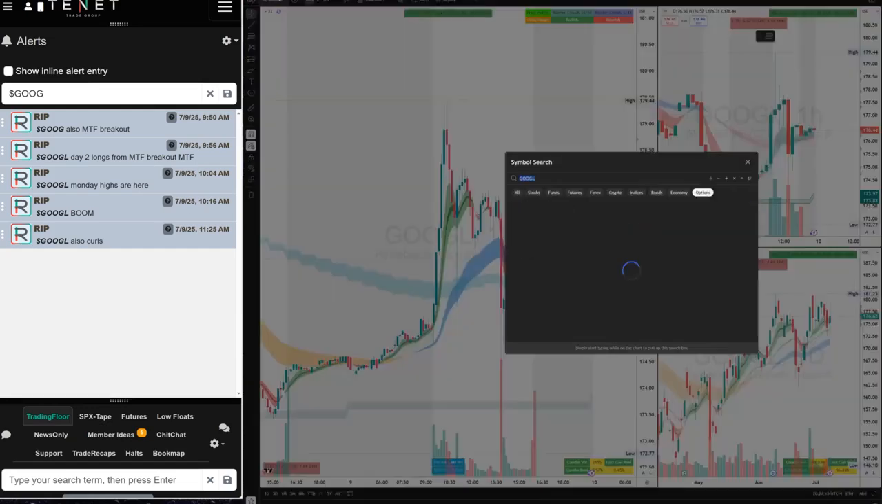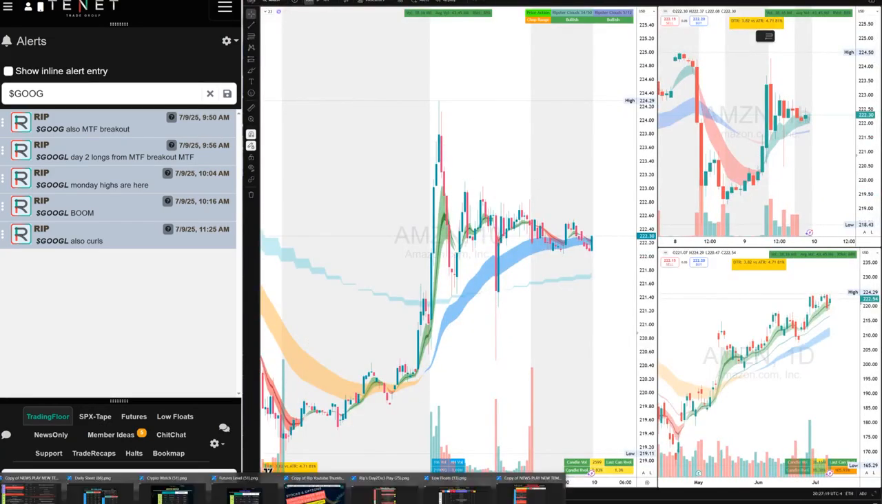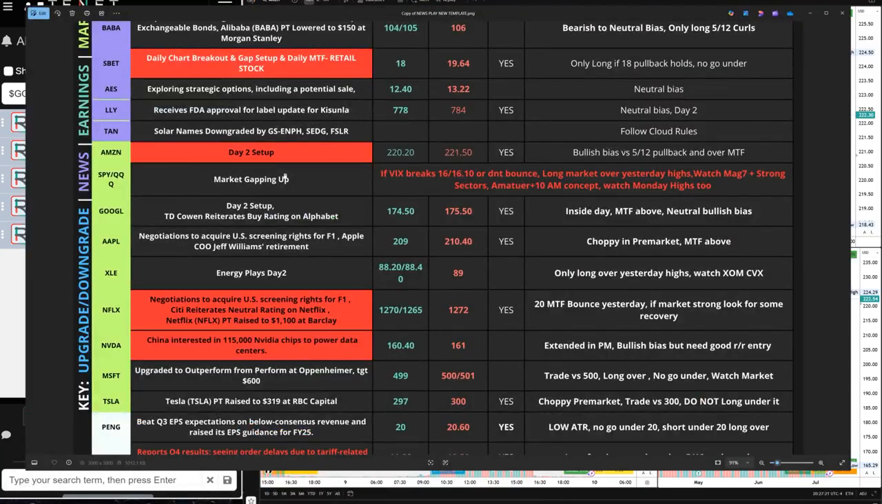So next one we're going to look at Amazon. Same thing. Amazon was the same thing as Google. What was it? Pre-market planning, day 2 setup. That's it. Day 2 setup. Amazon had a Prime Day. It sold off yesterday. We were short yesterday. The plan was bullish buys versus 512 pullback over MTF. Clearly explain the setup, right?